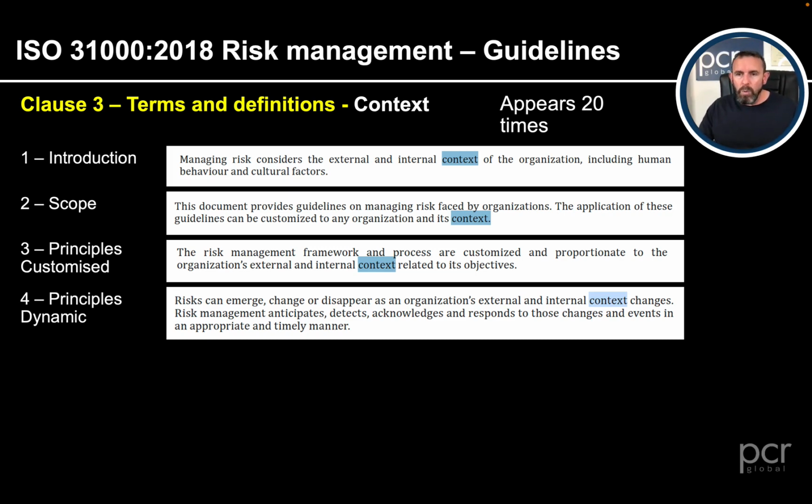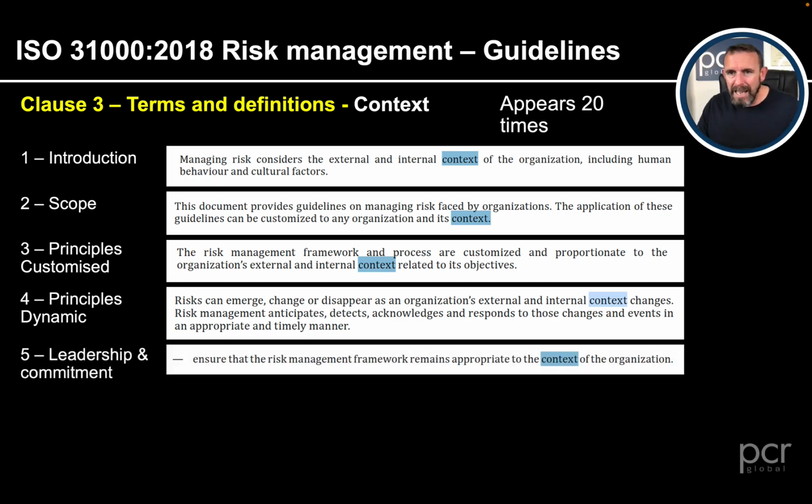We will look at what makes up the internal and external context, but ultimately what it's saying here is risks can emerge. That is, opportunities and threats when that context changes. Risk management anticipates, detects, acknowledges, and responds to those changes and events in an appropriate and timely manner. The area to focus on here is the actual context. That is linking a change in external or internal context to a change in risks, again, opportunities or threats.